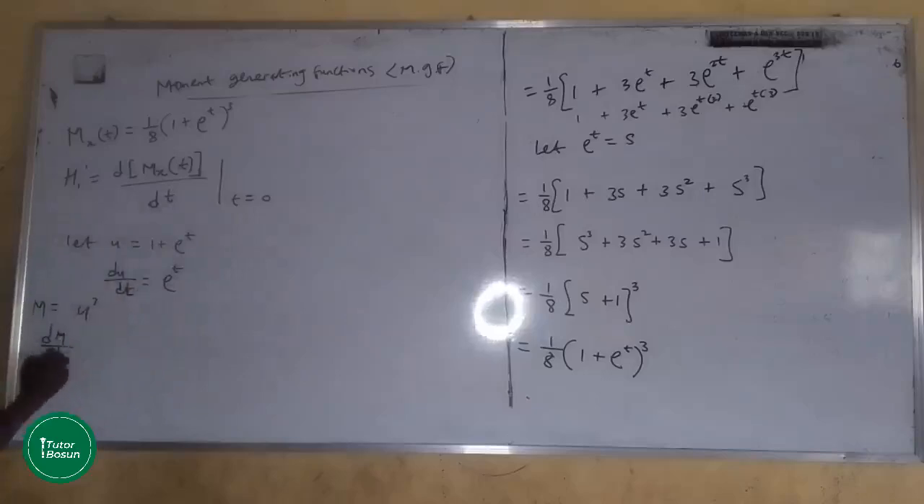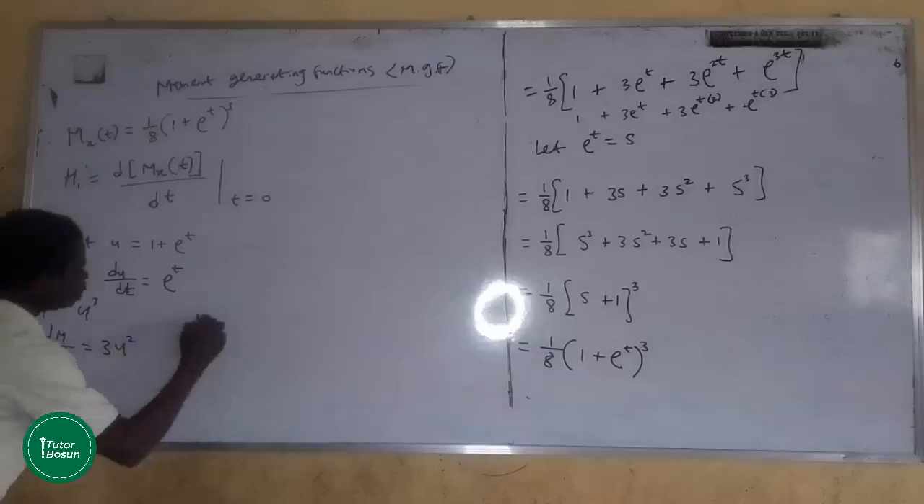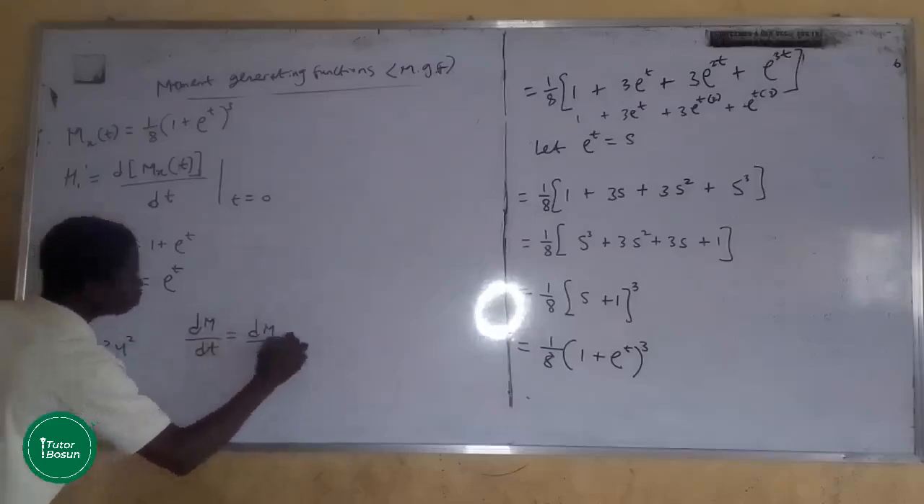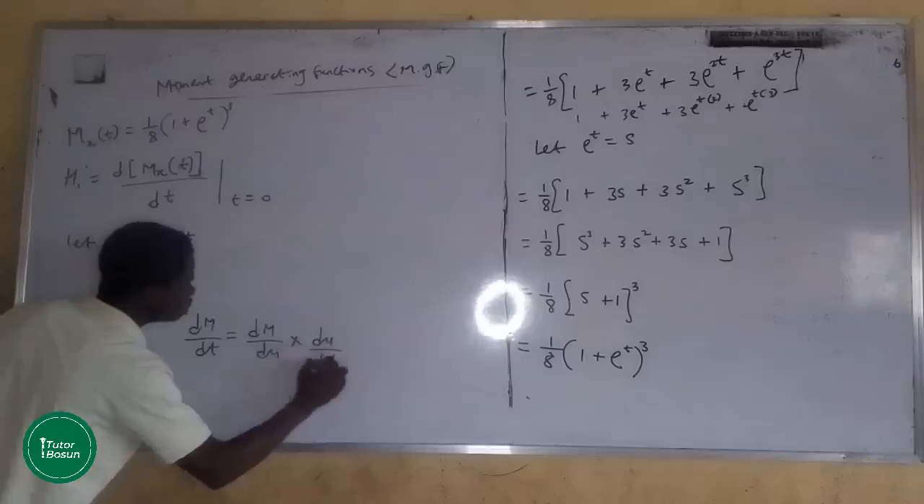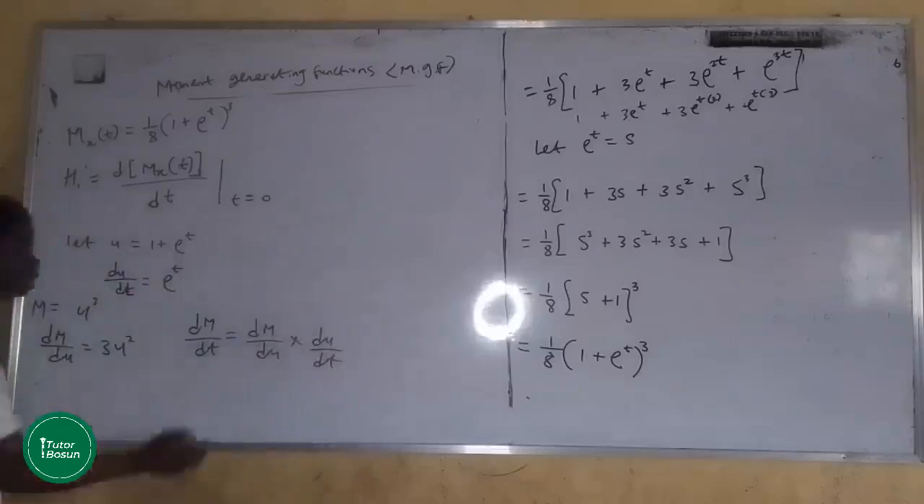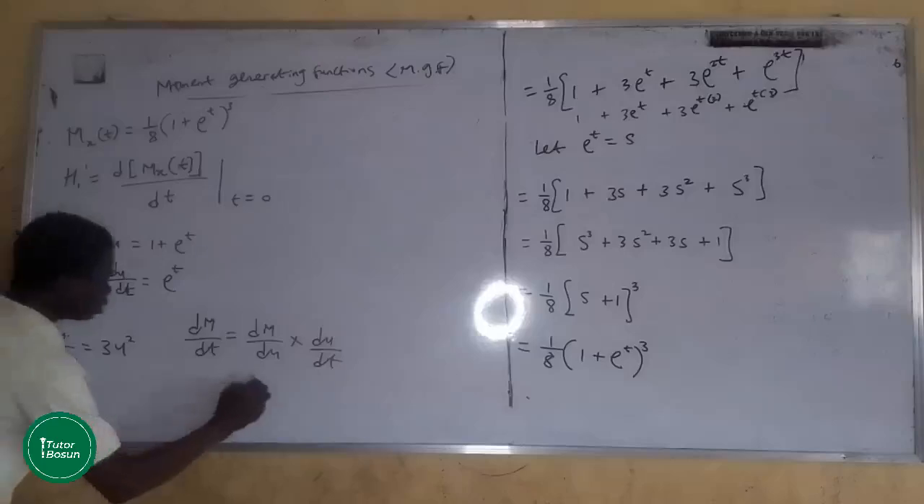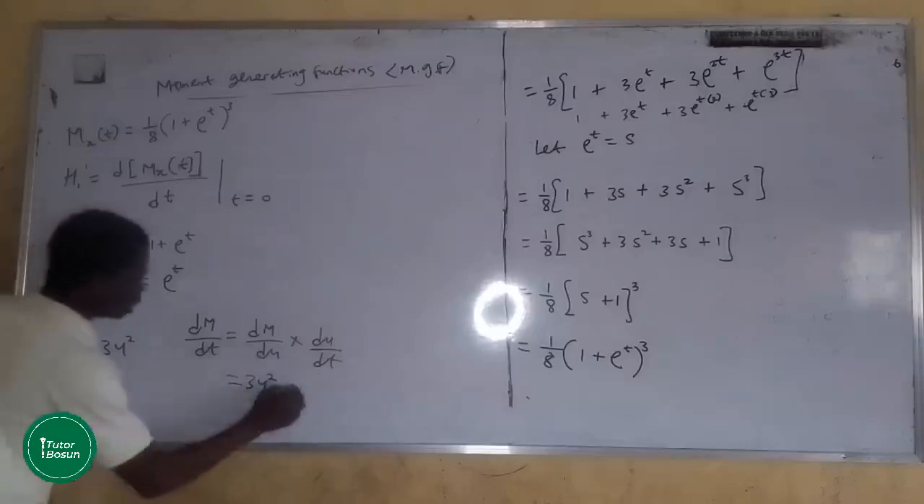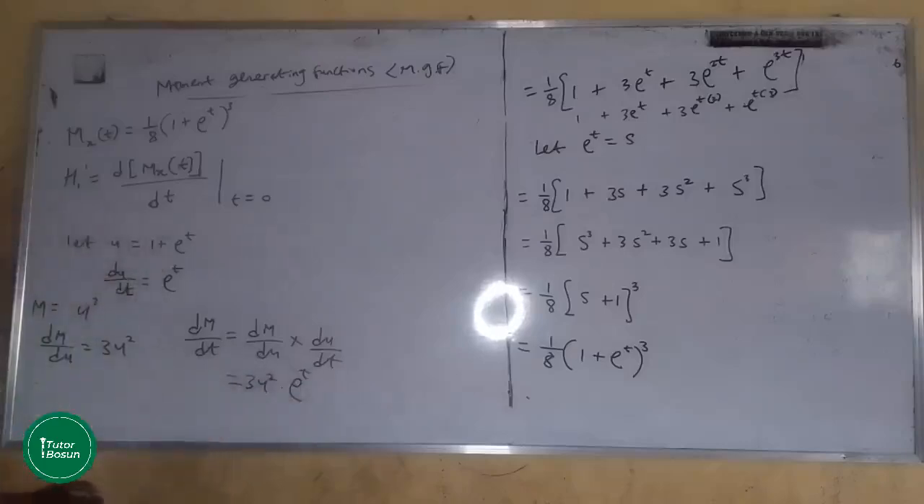Automatically the dm du will be 3u squared. So automatically the dm dt will be equal to dm du times du dt. If du cancels du, it returns back to dm dt. And dm du gives us 3u squared multiplied by our du dt, which gives us exponential t.